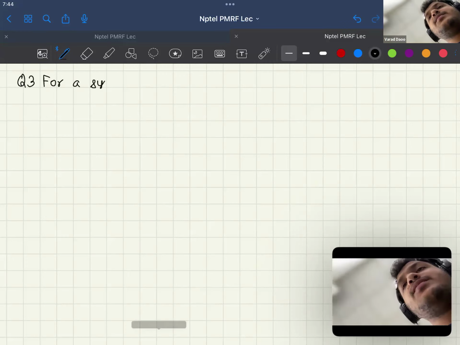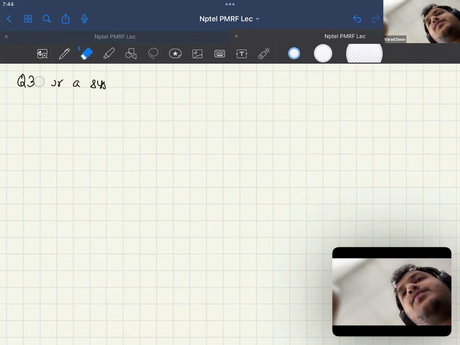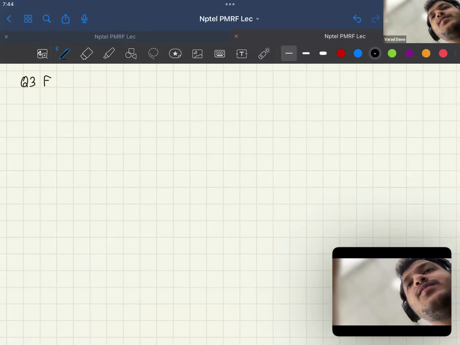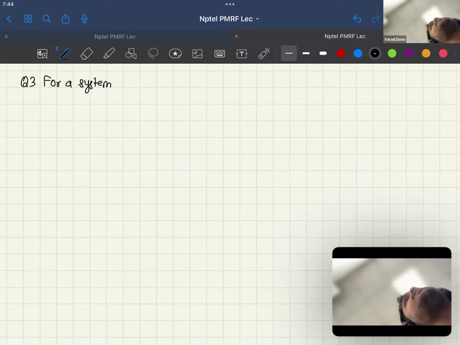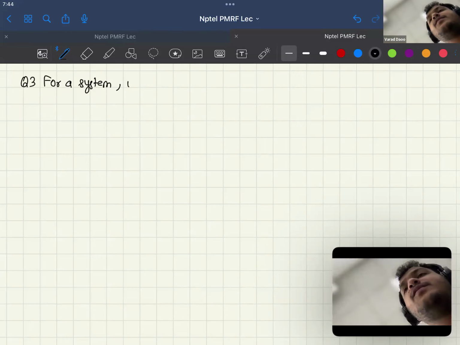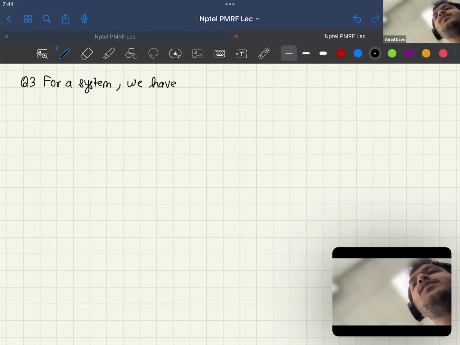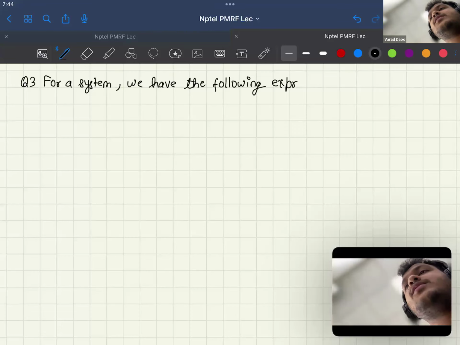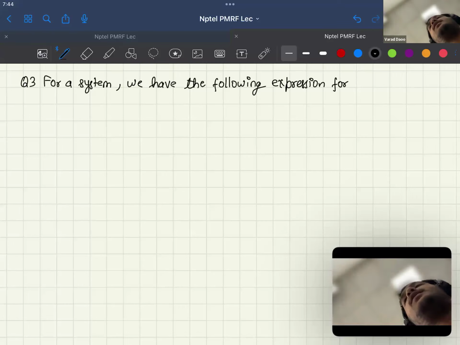For a system, we have the following expression for the canonical partition function.